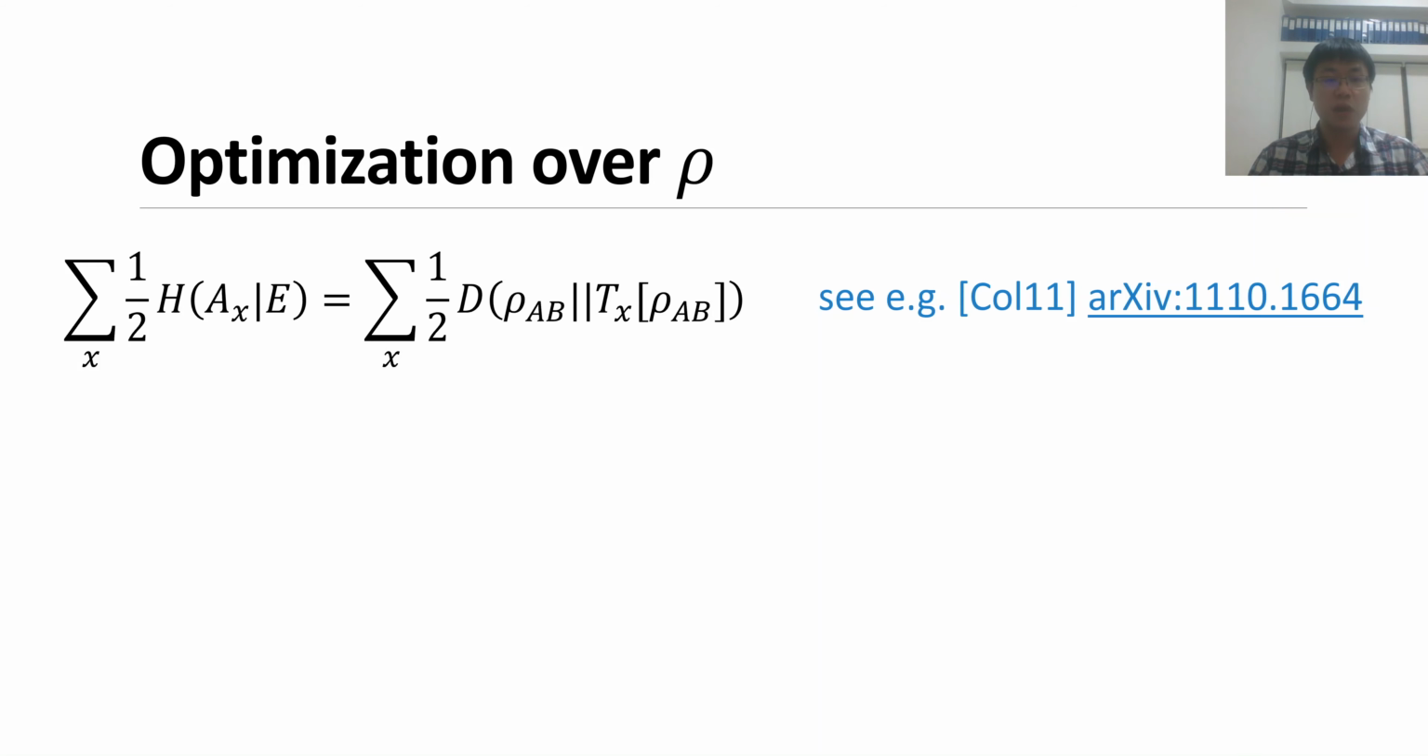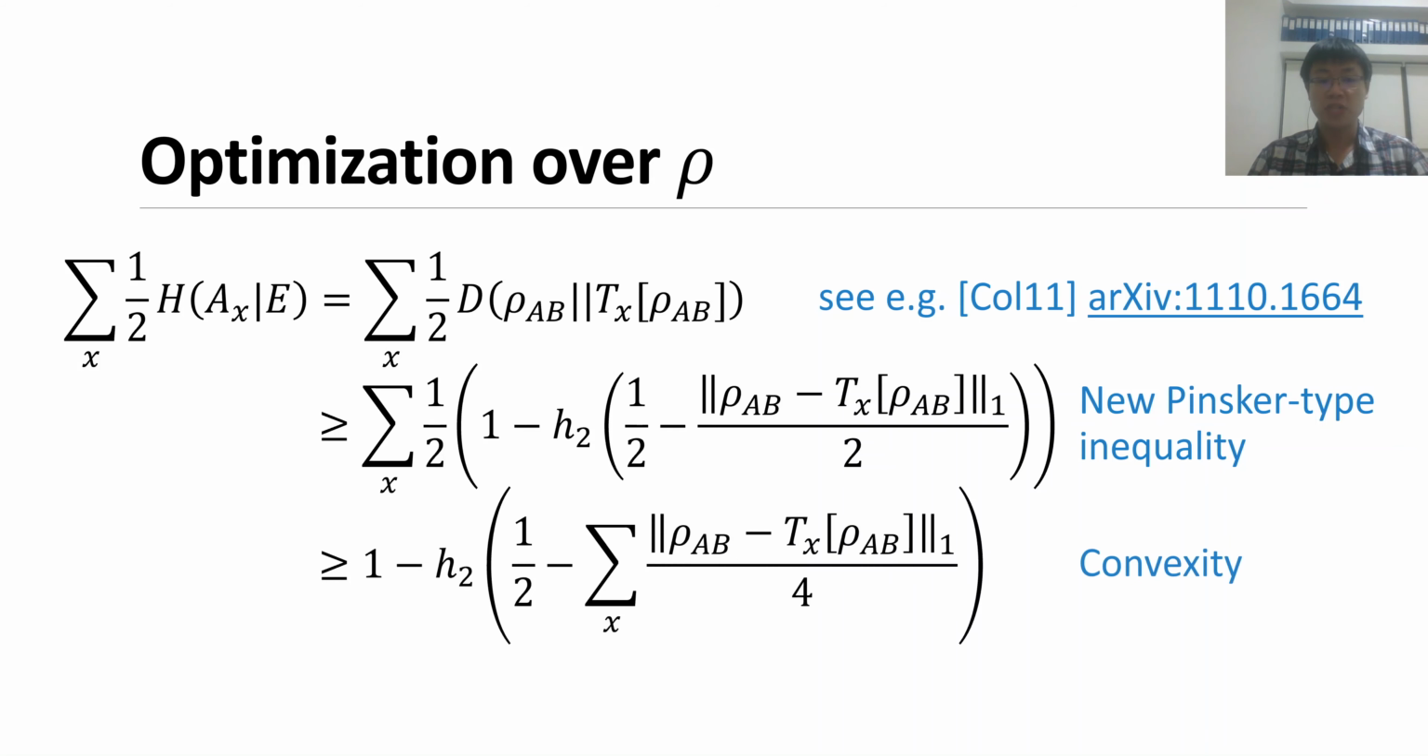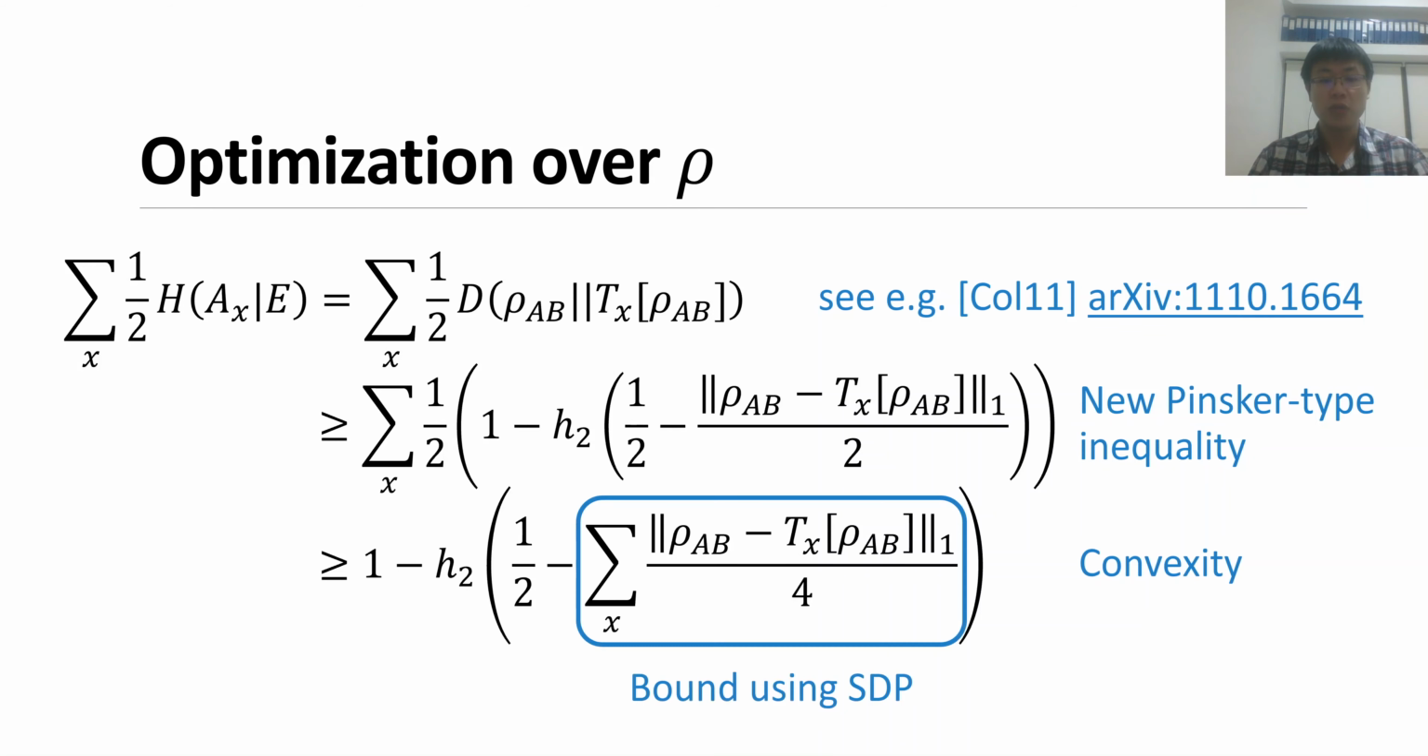What we do next is to apply an inequality that we derived for this work, which is something like a Pinsker inequality in the sense that it gives a lower bound on the relative entropy in terms of a trace distance. After simplifying the expression a little bit more using a convexity argument, we see that essentially in order to lower bound the average of the conditional entropies on the left, what it comes down to is to bound this trace distance expression here. But the trace distance is convenient because it's in fact possible to compute it using a semi-definite program. And this is the approach that we used in order to solve the optimization over the states using semi-definite programming.